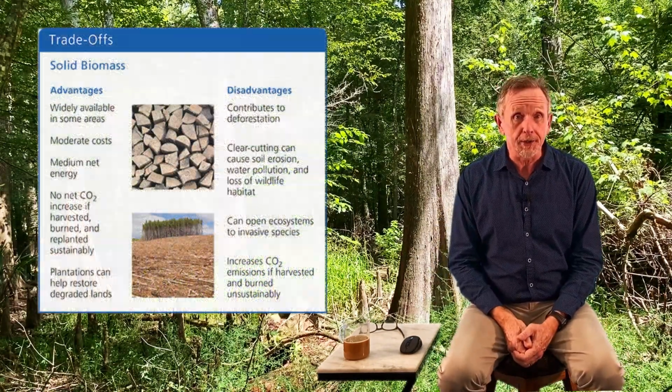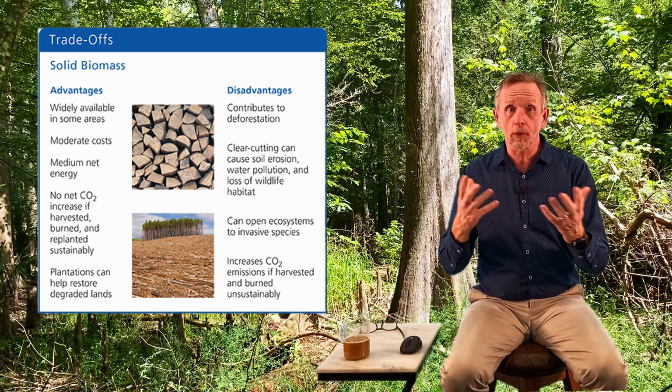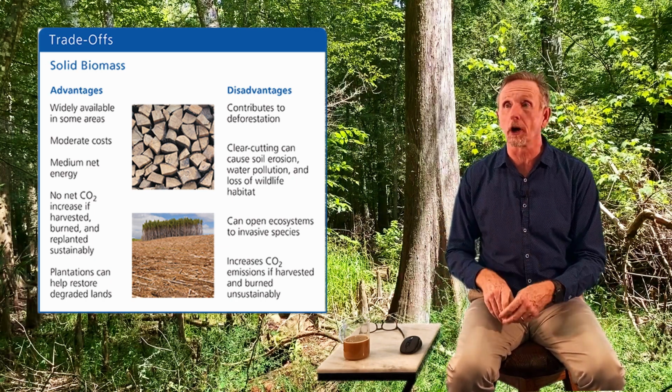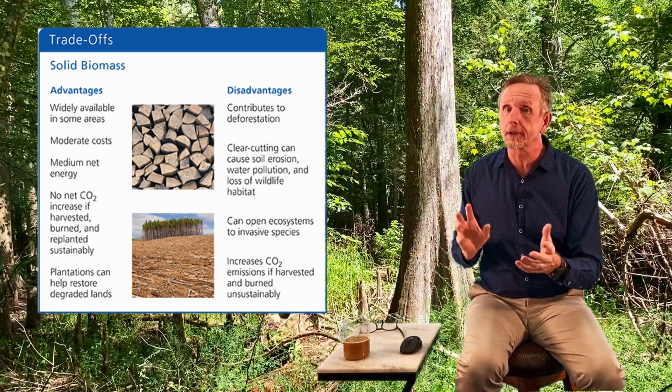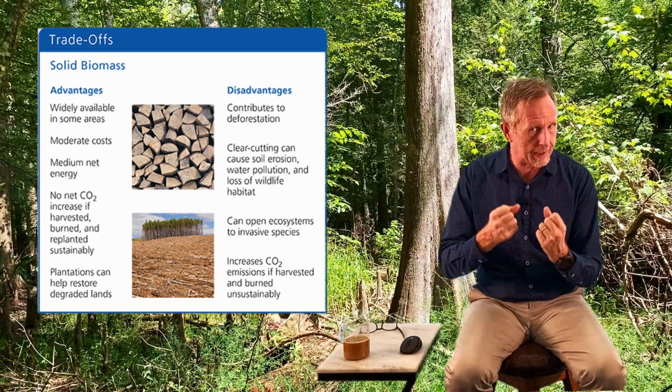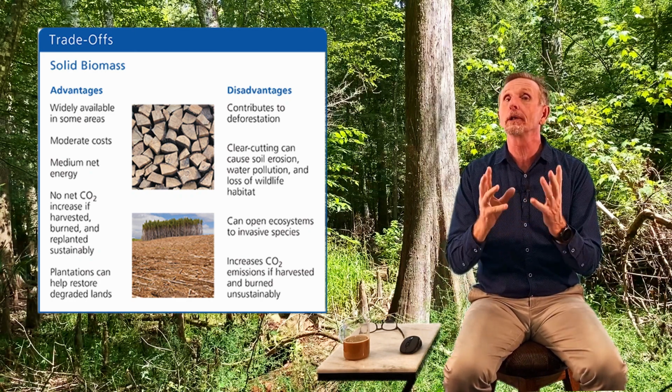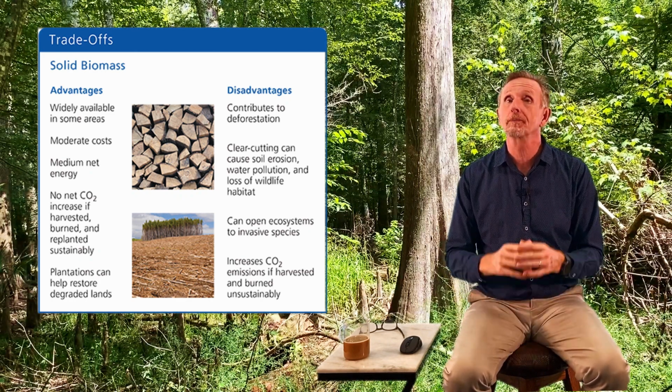Trade-offs, right? What are the advantages? What are the disadvantages? Well, advantages. It's widely available, all right? We're growing corn and then there's corn stalks. We're growing wheat and then there's wheat stalks. We have trees and the sticks and the limbs fall off. Boy, in my yard I'm picking up sticks all the time. So it's widely available. It's all over.